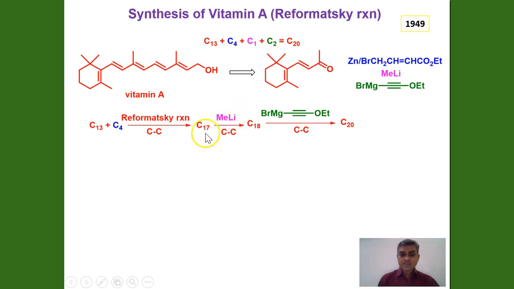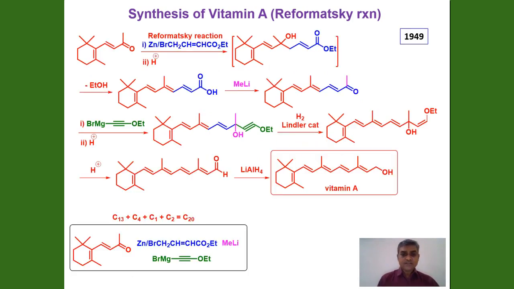Then it reacts with methyl lithium. We get 18 carbon atoms in this molecule. And later on, this Grignard reagent gives us C20 carbon atoms. And meantime, we will require some functional group interconversions in the form of oxidation, reductions, and hydrolysis. All these methodologies will be involved in the actual reaction sequence. Now let us discuss this synthesis of vitamin A on the basis of organometallic chemistry.